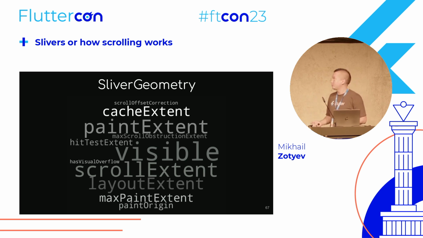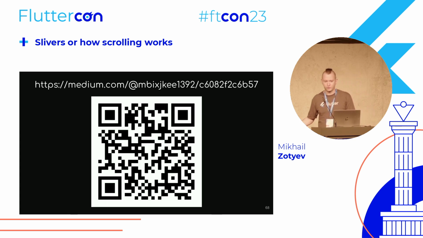And for this, we have the sliver geometry. It's exactly the description of the size. And as you can see, there are a lot of properties. Probably we don't have a lot of time to go through all of them. So you can check, of course, every one of them in the Flutter documentation or in my article. It's a bit more detailed, of course, too.